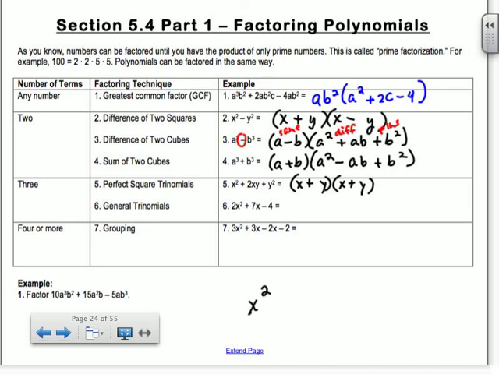So x times x is x squared, so that's first. Outer is xy. Inner is also xy. Last is y squared. So see how you get x squared plus 2xy plus y squared. Okay. It's called a perfect square trinomial because you have x plus y times x plus y. In other words, you have x plus y squared. So that's what we call a perfect square. It's something squared.